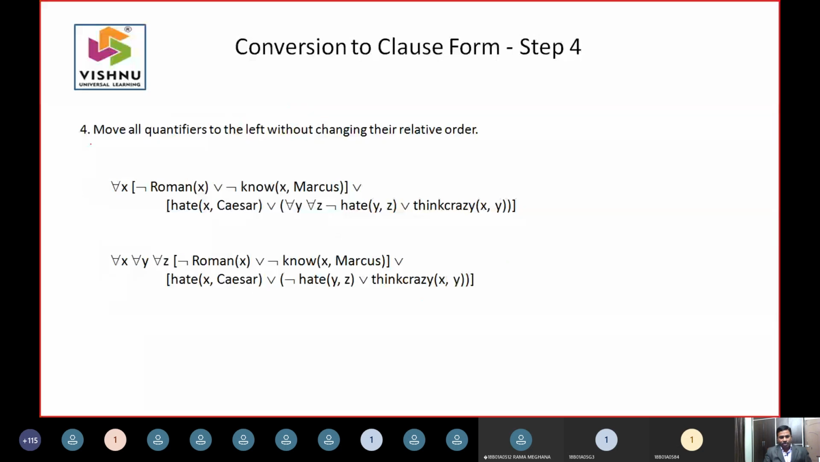So this is also what we have seen: moving all the quantifiers to the LHS. I said the same thing. They said to move all the quantifiers to the left without changing the relative order. So whatever quantifiers you have here, you keep all of them to the left of the path.